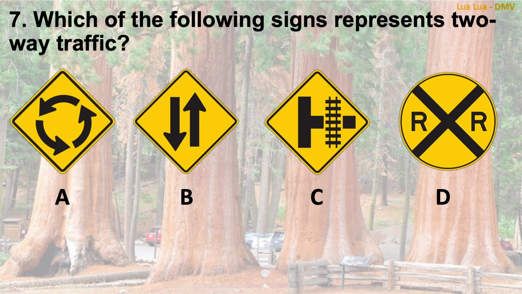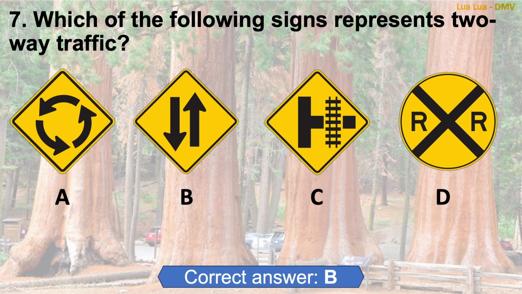Question 7. Which of the following signs represents two-way traffic? The correct answer is B.